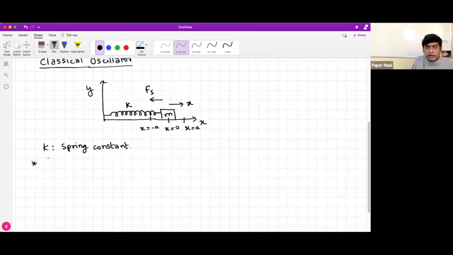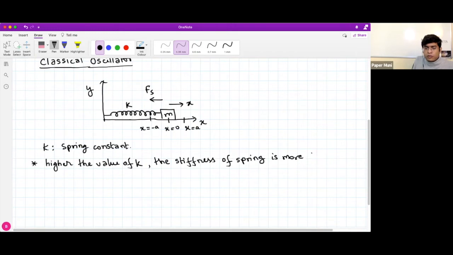Now what is K? How do you define K? K is the stiffness of the spring. The higher the value of K, the stiffness of the spring is more. Now the lower the value of K, the spring is loose.